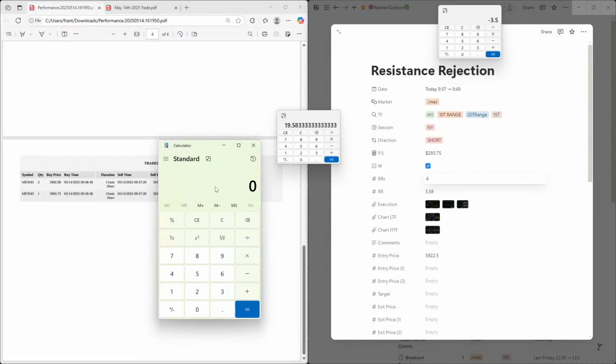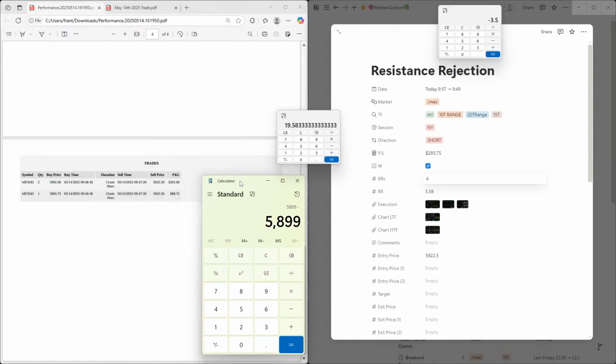Let's see something. 5899 minus 5922.5, here it is, divided by 3.5. Alright, so 6.71 was what I was looking for, which would have been nice. It's only 3.5, so 23.5 times 15, yes, it's a lot more. Minus 298. 54 more, right? But we got close to that.